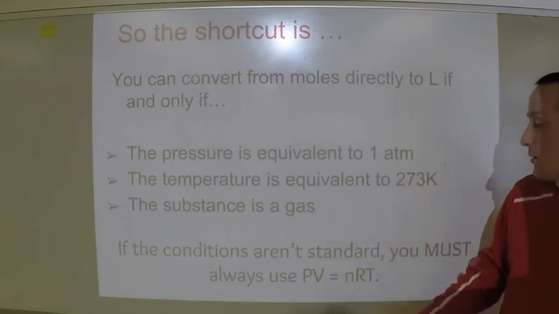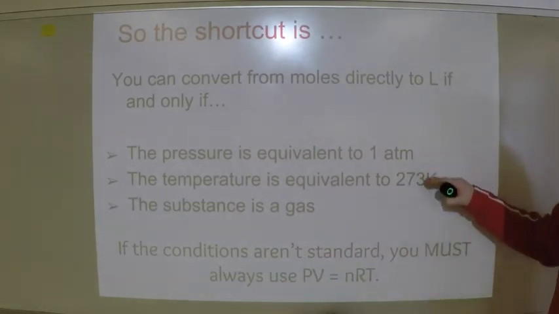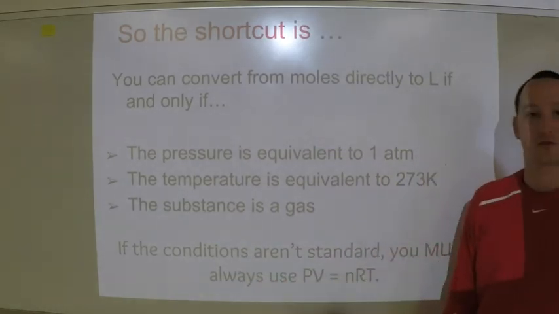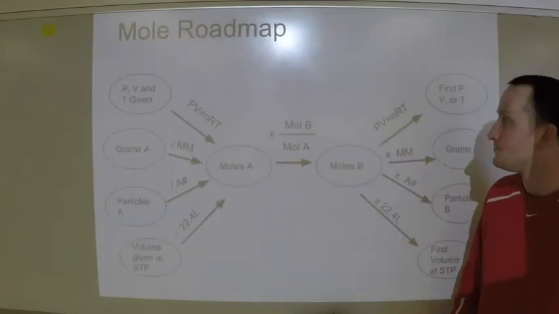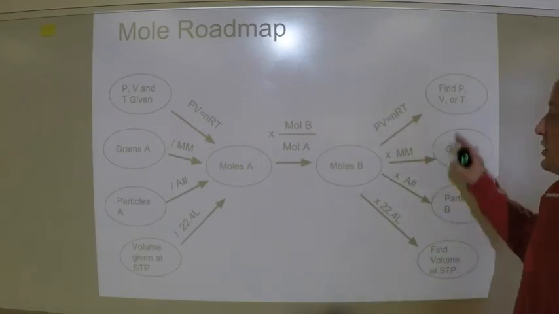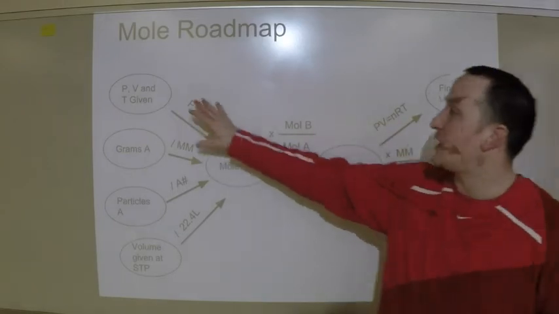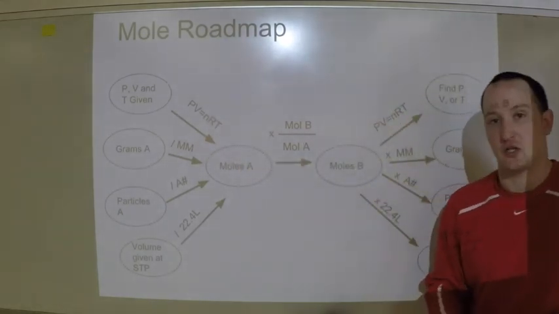It's not as easy, but if our conditions aren't at standard conditions, which are these, then you have to use PV equals nRT to convert to moles. It just takes a little bit longer. So again, here's our mole roadmap. You're going to use this. Really all we've done is update it and put these 2 extra things on it. Nothing else is going to change.